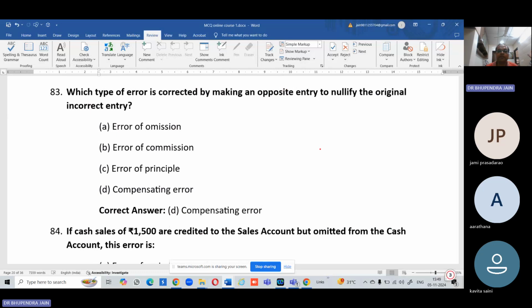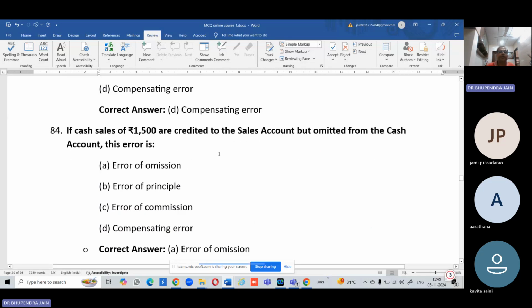This type of error is corrected by making an opposite entry to nullify the original incorrect entry. Okay. This is called the compensatory error. Entry which can be easily compensated. So this is called the compensatory error.